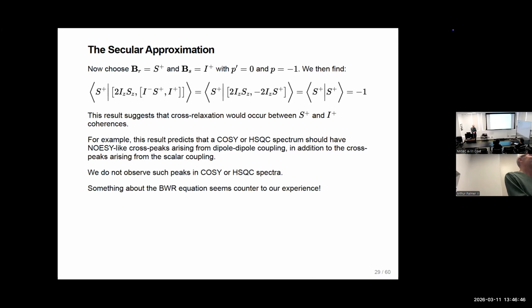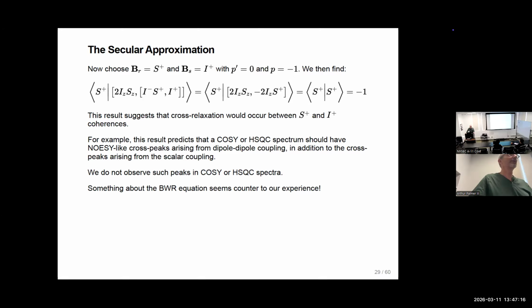And I can assure you, if you pore over the now almost 50 years of COSY spectra, you won't find them. Well, with some exceptions. You generally won't find them. They're not there. So something seems counterintuitive to our experience.